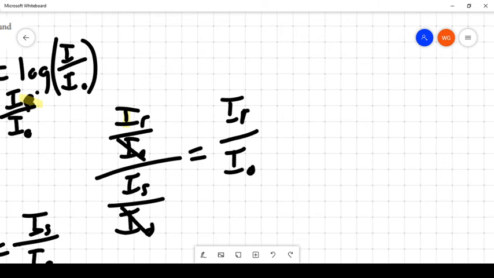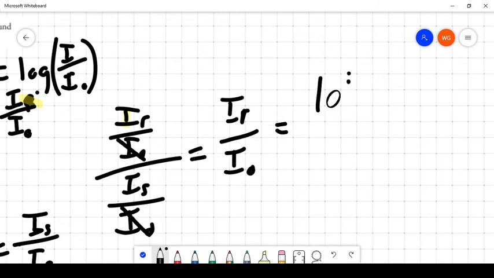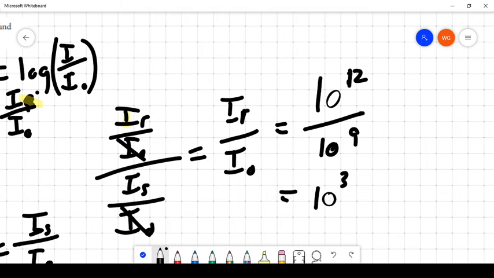Of course, we can simplify this because 12 minus 9 is 3. So 10 to the power of 3 is 1,000. Our conclusion is, therefore, that the rock concert produces a sound output that is 1,000 times more intense than the sound of a subway. And that's how we would do a question like that.